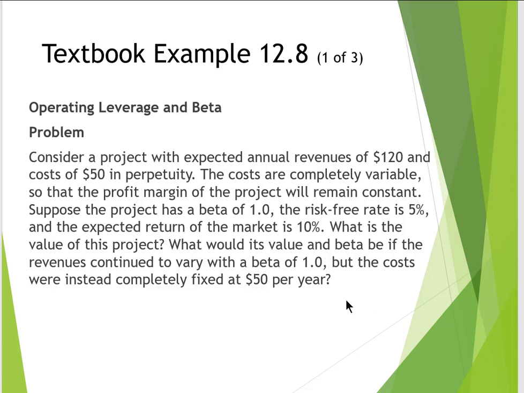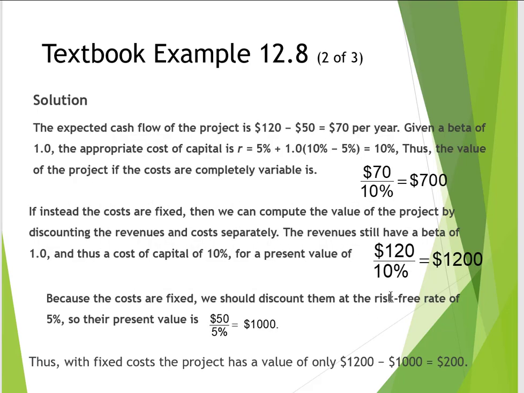Suppose the project has a beta of 1, a risk-free rate of 1%, and the market's 10%. What is the value of this project? And then what is the value and beta if the revenues continued to vary with a beta of 1, but the costs were now completely fixed? How would that affect the values here?